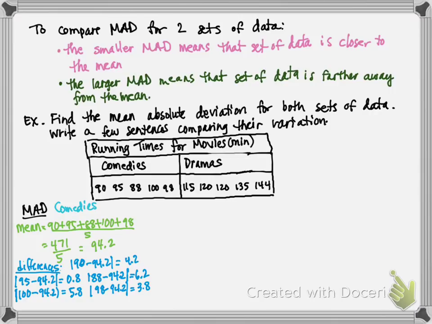Okay, so now we're going to do the MAD. We're going to take all those numbers, 4.2 plus 0.8 plus 6.2 plus 5.8 plus 3.8, and divide that by 5. And again, use my calculator. I get 20.8 divided by 5, and when I do the math, I end up getting 4.16. Okay, so that's my MAD.